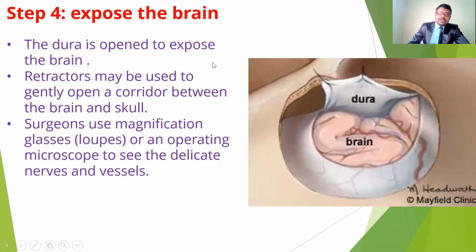The dura is opened to expose the brain. Retractors may be used to gently open the corridors between the brain and skull. The surgeon uses magnifying glasses to identify even minor trauma, any micro bleed or hematoma. So this is also used to evacuate any bleed and hematoma.